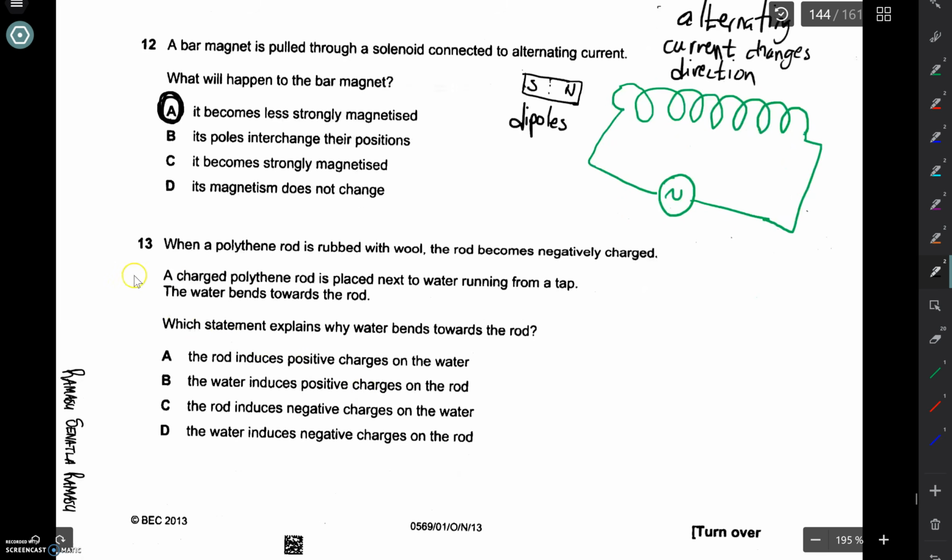Question 13 says when a polythene rod is rubbed with wool, it becomes negatively charged. Becoming negatively charged means that it gains electrons. The polythene rod gains electrons. A charged polythene rod is placed next to water running from a tap. The water bends towards the rod. Which statement explains why water bends towards the rod?